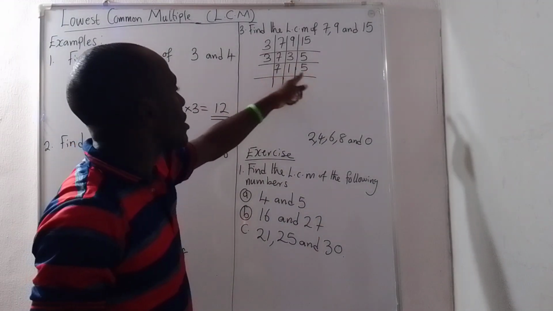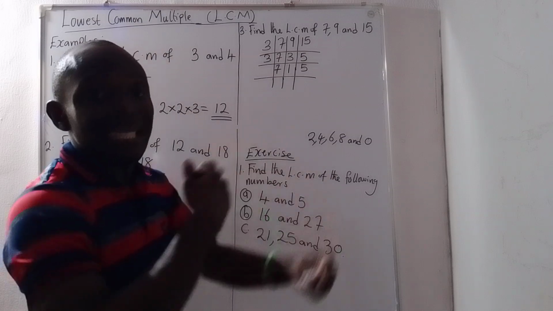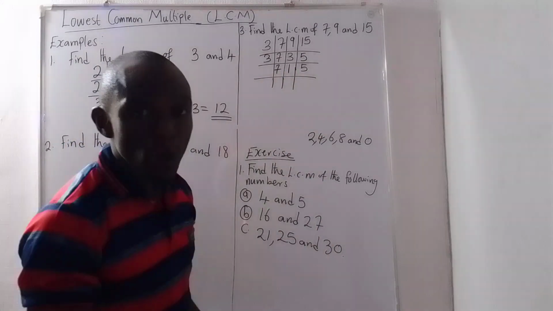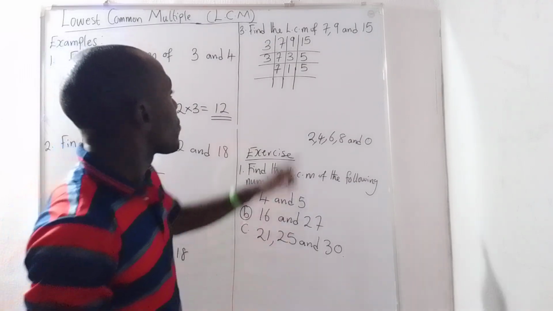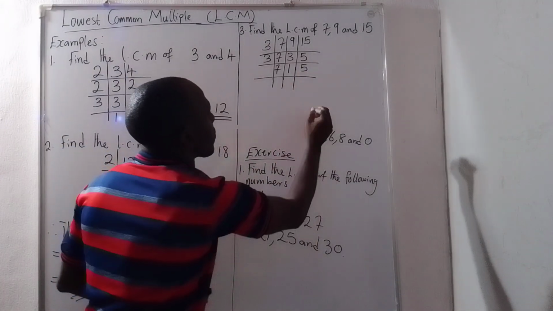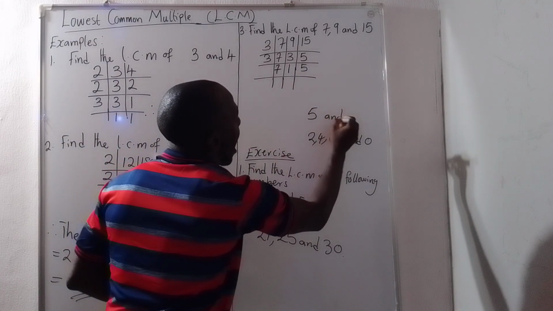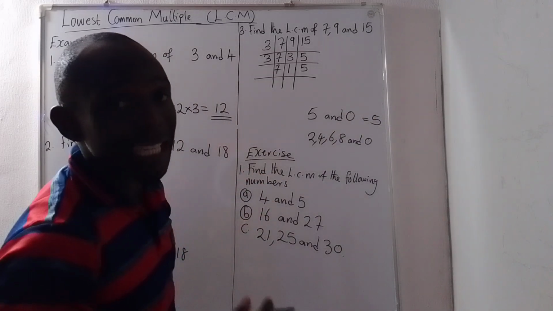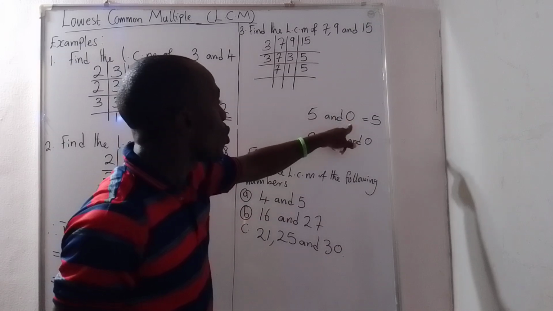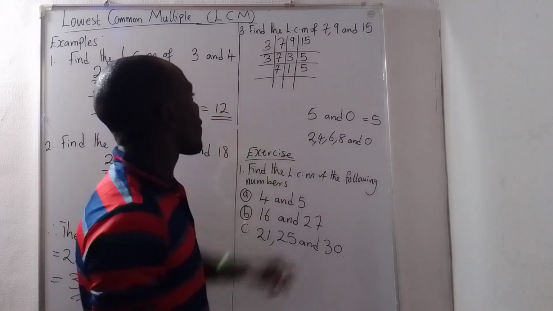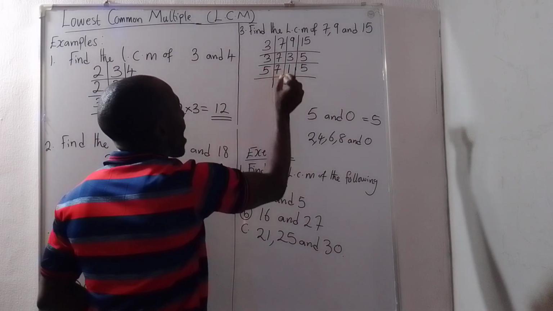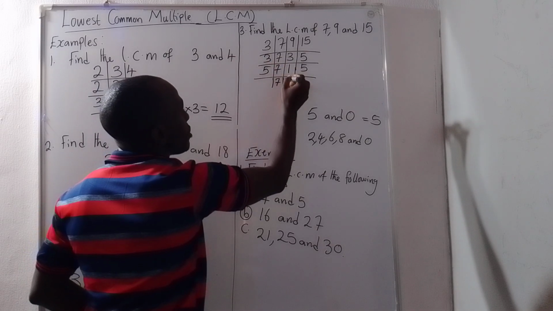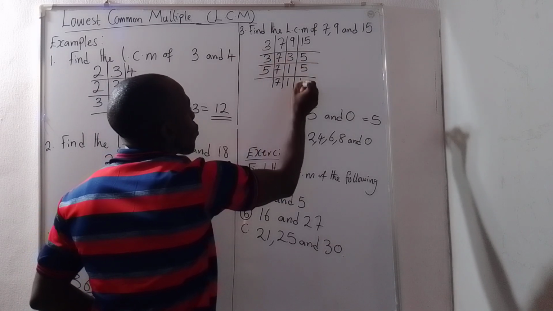Can 4 divide any of these numbers? No. We go to the next serial number, 5. Can 5 divide any of these numbers? Yes. In my previous video, I always make reference to that: any number whose last digit is 5 or 0 can be divided by 5. So this is 5, so it can be divided by 5. 7 cannot be divided by 5, so we bring it down. We bring down this 1. 5 divided by 5 is 1.